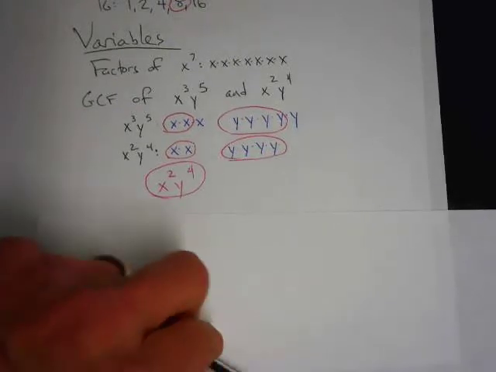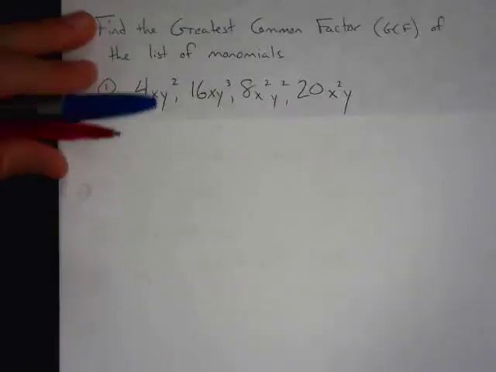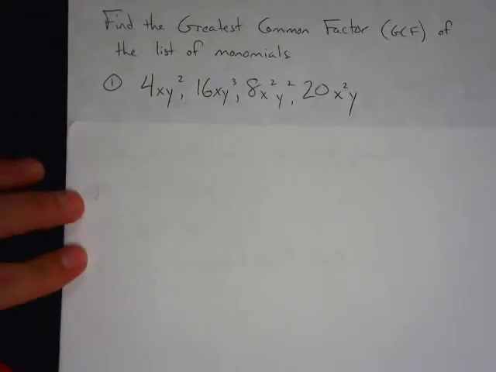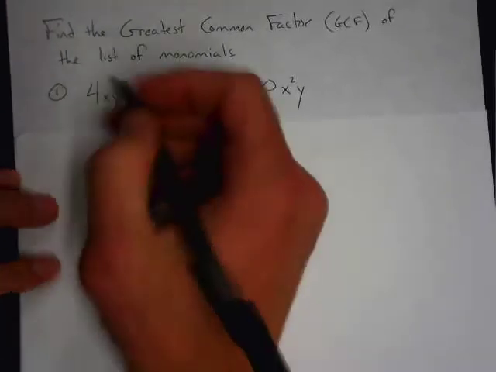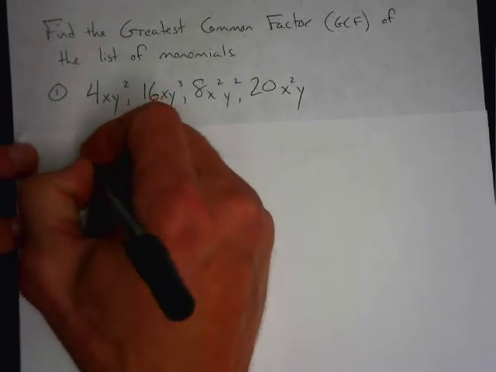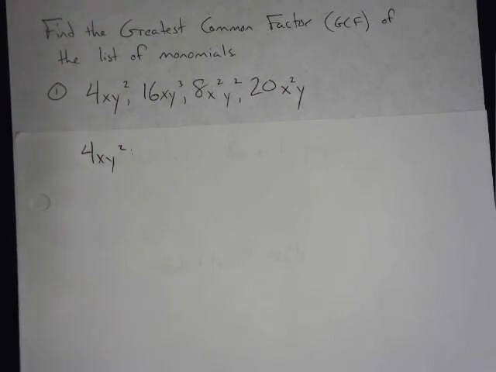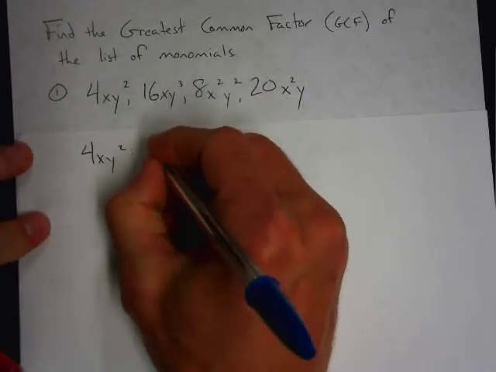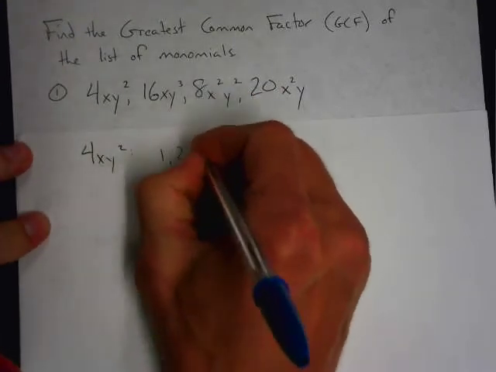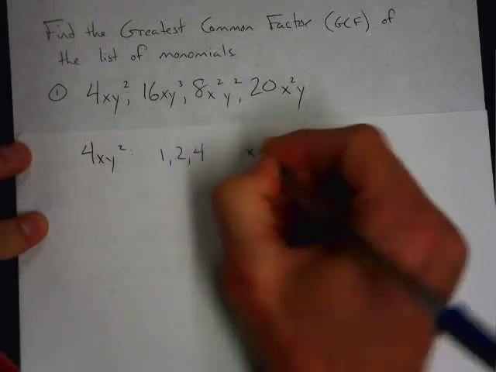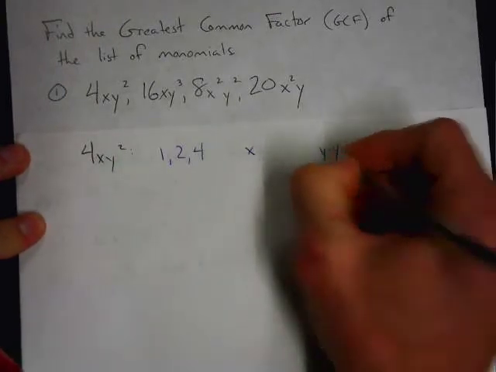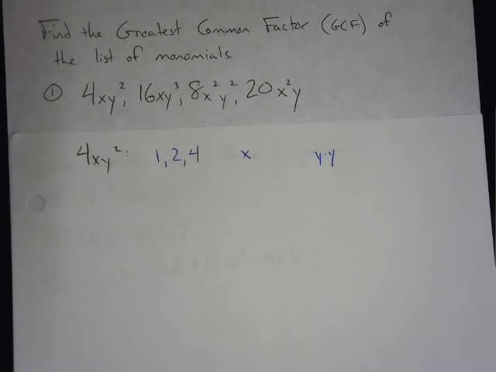So with that vocabulary, we are ready to begin addressing this question. If you look at number 1, we have a term 4xy squared. So we figure, what are all the factors of 4xy squared? The factors of 4 are 1, 2, 4. There's an x and there's a y squared. So those are the factors of 4xy squared.